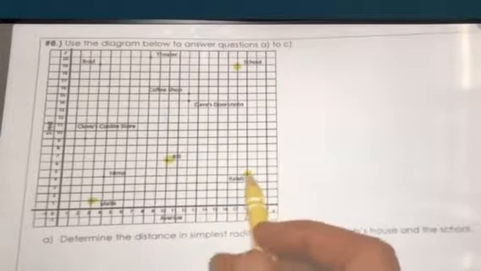First question, determine the distance between Caleb's house and the school. So here's Caleb at 18,4 and the school at 17,19. I hope I did this problem right. Yeah, I did. Looking good. Here we go.